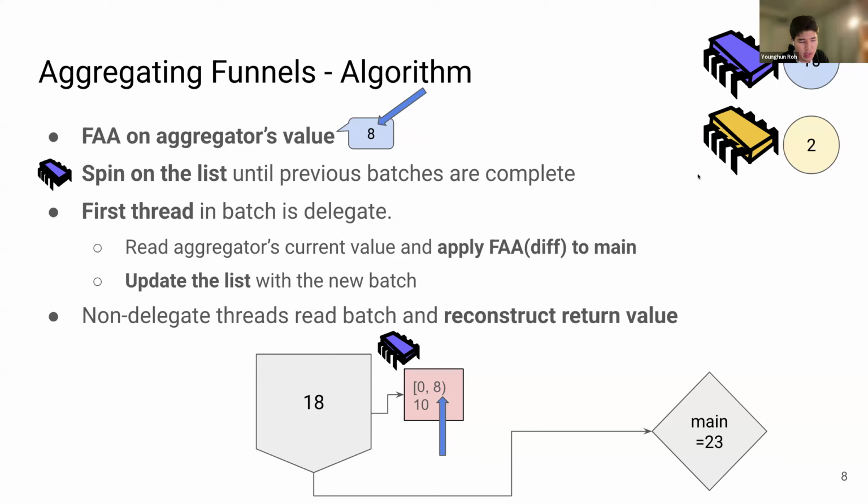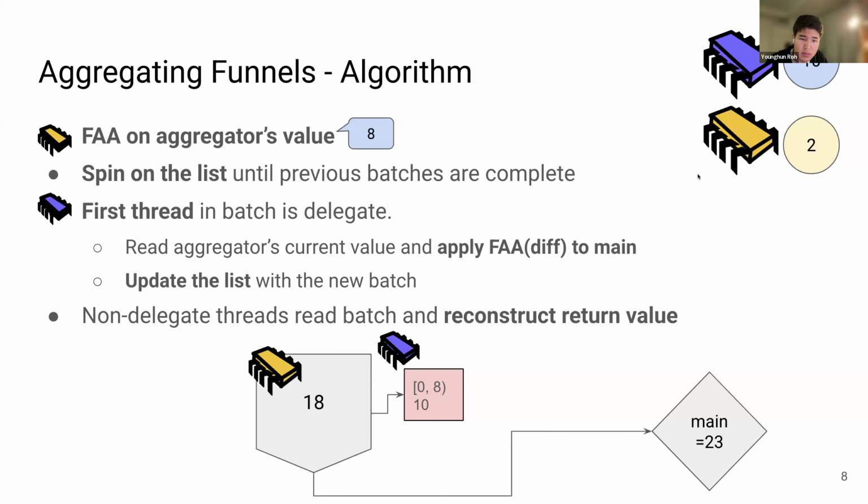By the way, the blue thread will wait on this batch history until the last batch is done, just before its operation. So because the blue thread has a ticket number of 8 and the batch history shows that the previous batch has just ended at 8, the blue thread knows that it is the first thread to come to do this fetch and add, so it knows that it can be the delegate by itself.